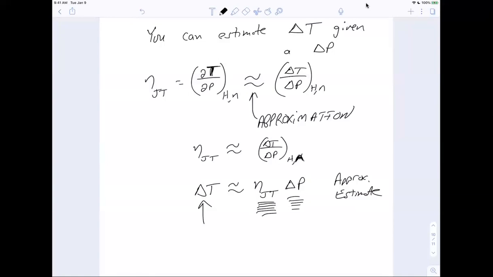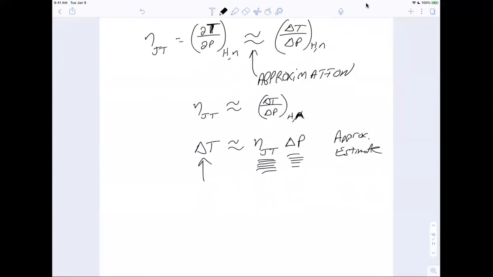But now we see how useful it is because we can get delta T. And why do we want delta T? Okay, great. So now we have delta T. Why do we want delta T?